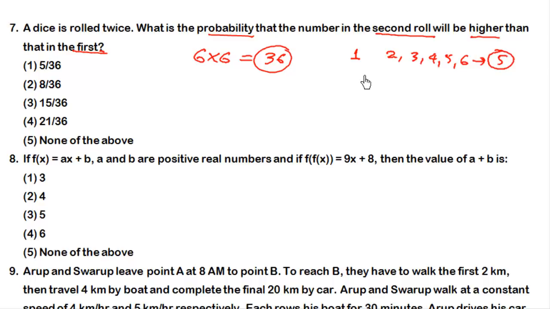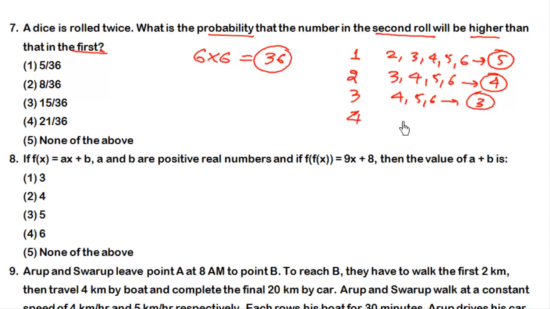Similarly, if the number rolled first was 2, then in the second roll the favorable number has to be either 3, 4, 5 or 6. Again, there are four possibilities. I can keep on doing so. For the third case, if the first dice roll is 4, then the second has to be 5 or 6, so there are two ways. And at last, if it is 5, then the only possibility is that in the second roll it should be 6, and that can be done in only one way. So these are the favorable ways.